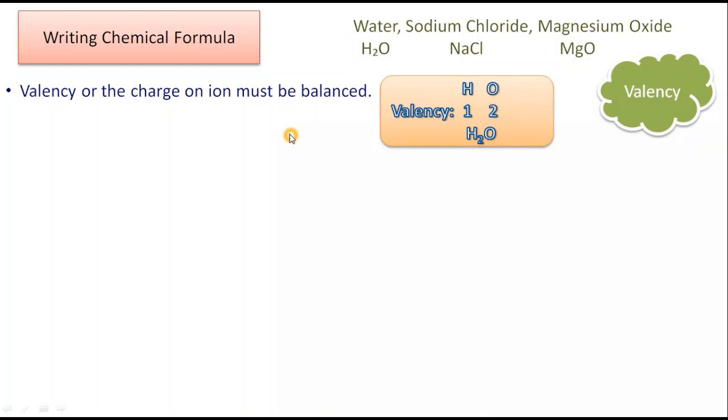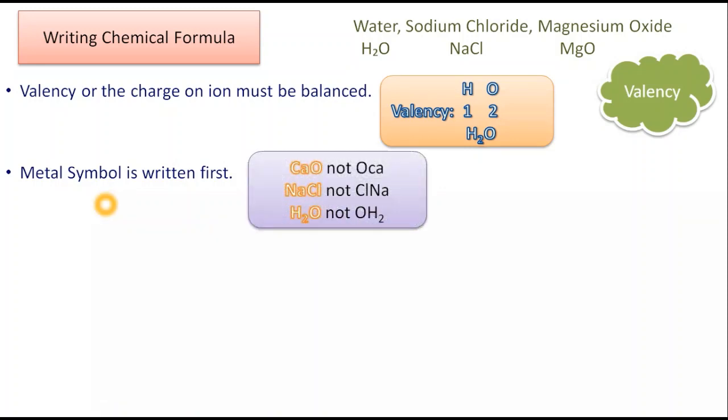Now the next thing we need to do is that whenever an ionic compound is formed, we know that an ionic compound is basically the combination between metals and non-metals. So while writing the formula of an ionic compound, the metal is always written on the left hand side. That means the metal symbol is always written first, and the non-metal element is written on the right hand side, that is, later, after the metal.